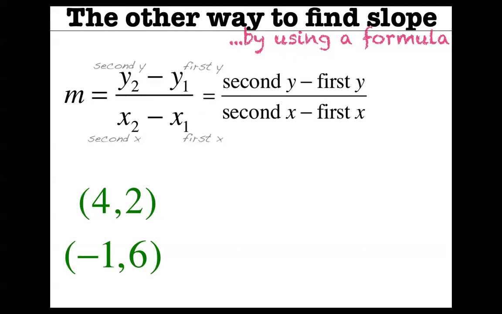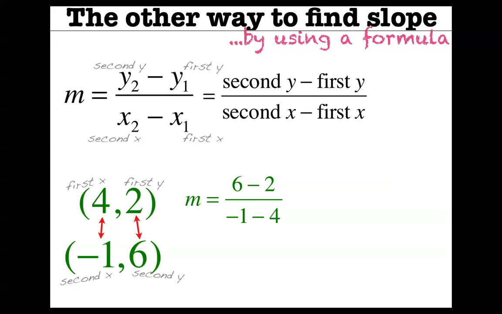So you could rewrite this formula as second y minus first y over second x minus first x, if that's more helpful than y2 minus y1 over x2 minus x1. As long as you understand what it means. But where is the second y and the first y and the second x and the first x? Well, here they are. This is the first x-coordinate and the first y-coordinate. And this is the second x-coordinate and the second y-coordinate. So what we're just going to do is a little bit of math where we, on the top, do the second y minus the first y, and then on the bottom we're going to do the second x minus the first x. So it should be 6 minus 2 over -1 minus 4.